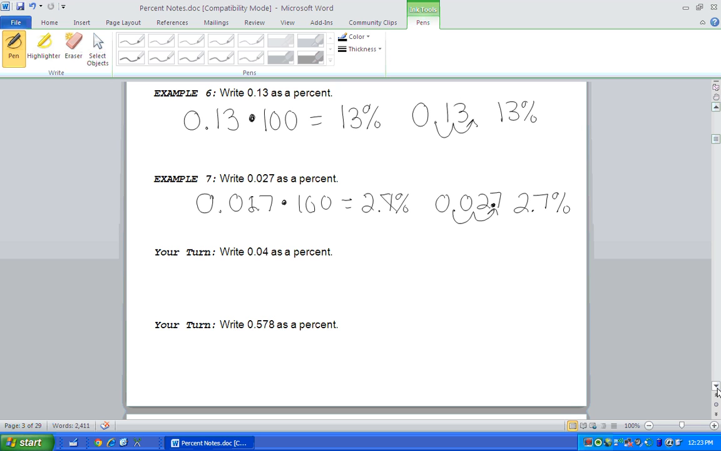All right, let's see what you did on this one. Remember your two options. You can either multiply by 100 to get 4%, or you have the option of just moving the decimal 2 place values to the right, tenths, hundredths, and either way, hopefully you got 4%.